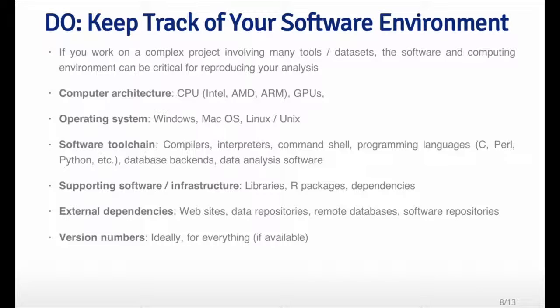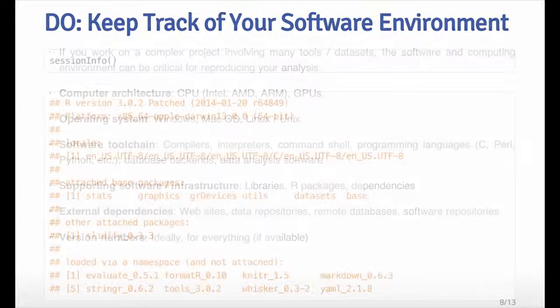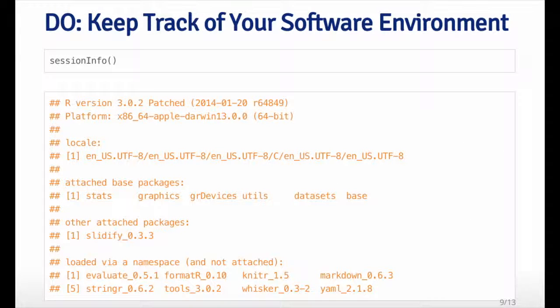So one small example is in R. If you use the sessionInfo function, it'll tell you as much as it can about your environment. You can see this is the output from my computer here. I'm using R version 3.0.2 Patched, and it even gives me the subversion revision number, which is 64849, so it's actually quite precise. I'm on a 64-bit Intel compatible computer, x86, and I'm using an Apple computer.